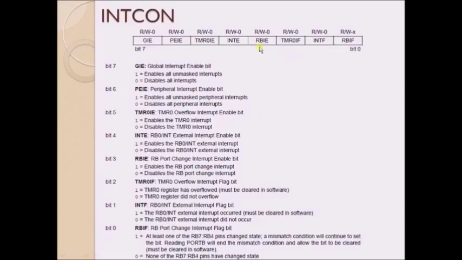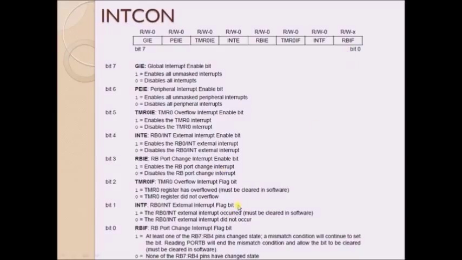And then you have RBIE and RBIF. These two are related to the interrupt on change feature of port B. We have one feature for port B, that is, port B will generate a special interrupt whenever a change occurs on port B. So if you are enabling this particular bit, then it will generate an interrupt, and this will give you the status of that particular interrupt on change.